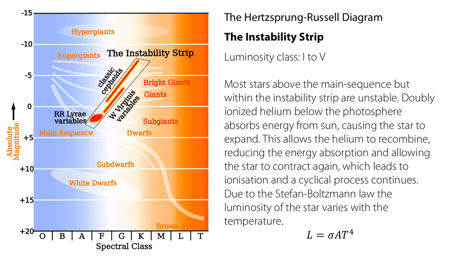As they expand, they get cool. This allows some of the electrons to recombine with the helium, which means it's no longer doubly ionized helium, it's singly ionized helium. And singly ionized helium doesn't trap radiation in the same way, so the star is able to cool down. As it cools down, it shrinks. Okay, it's no longer absorbing the same amount of energy. But as it shrinks again, it gets hotter, which leads to greater ionization, which leads to greater energy absorption, which makes it expand. And the process continues.